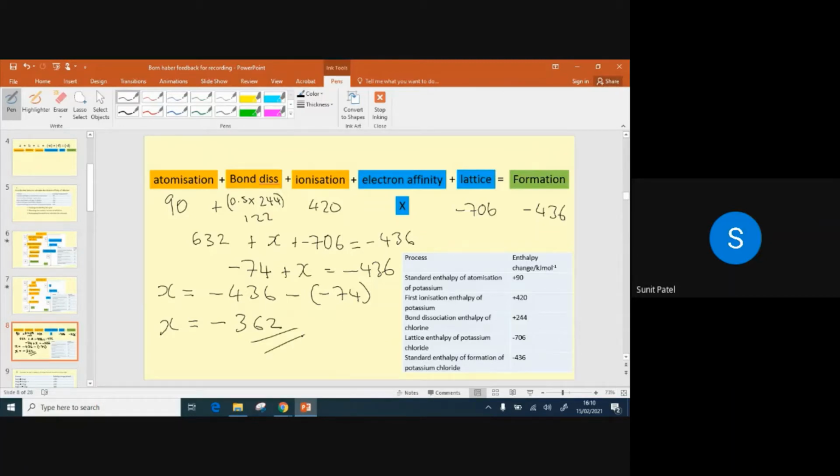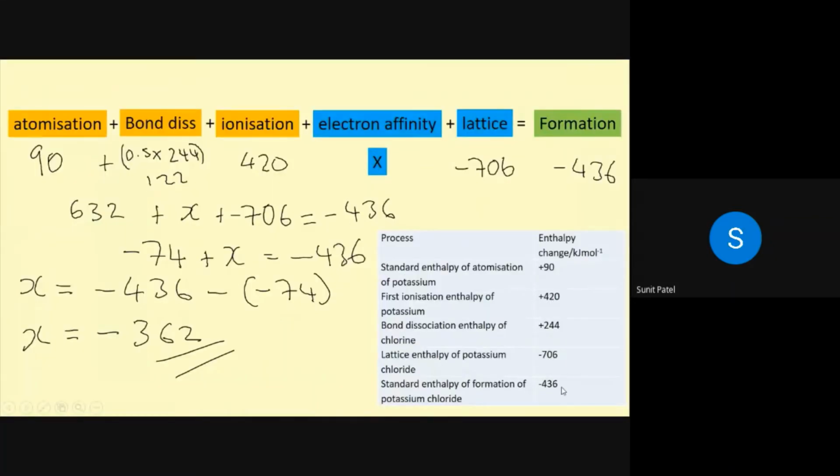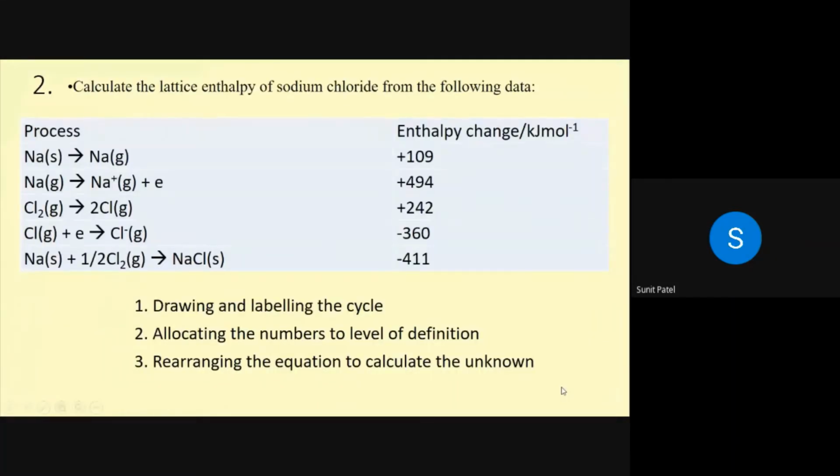Okay, if you need to pause this video and go back over it, by all means do so. Make sure you've got this. Right, let's go on to the second example then. Our second example, again, very similar as before. I'm going to go through steps 1, 2, and 3. So feel free to pause the video, have a go yourself, see how it goes, and then come back and check the answer. If you get stuck with anything, then play the video. I'll go through this again, step by step.